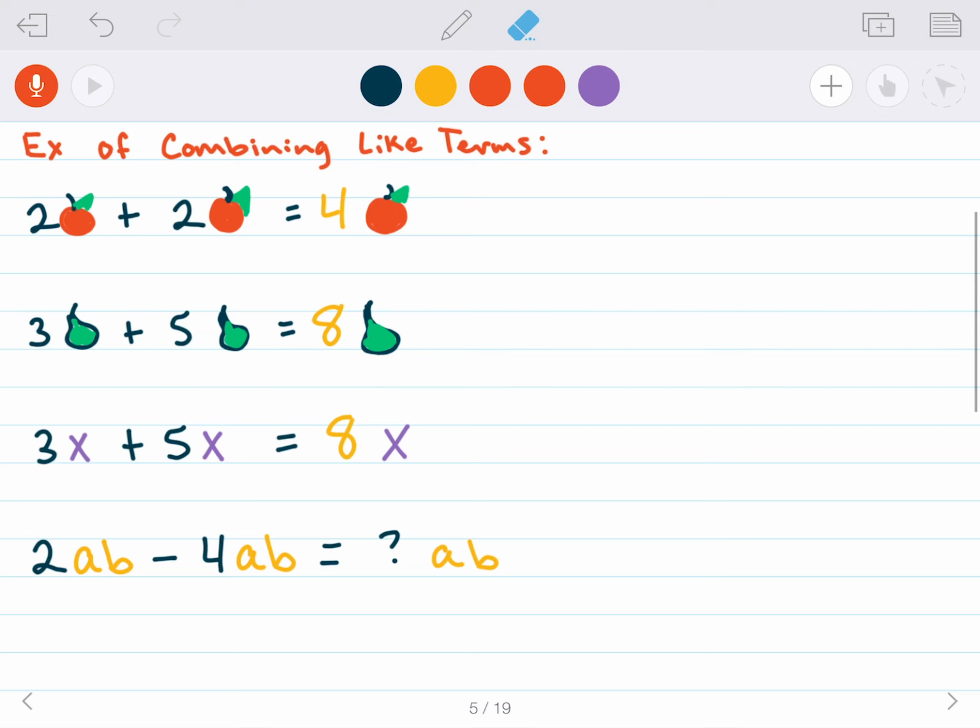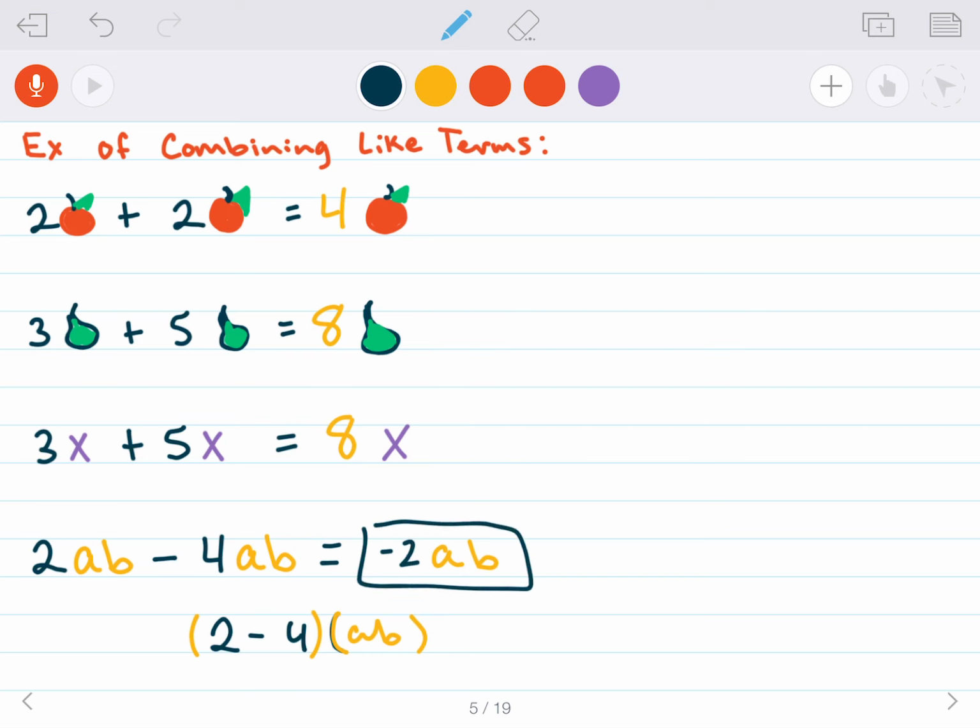So, what about this? You go to the next aisle in this mathematical grocery store. You have 2 ABs in one hand. You have 4 ABs in the other. 2 ABs minus 4 ABs is how many ABs? Well, 2 minus 4 is going to be negative 2, right? It's negative 2 ABs. So that's our answer here. That's how we can combine like terms.